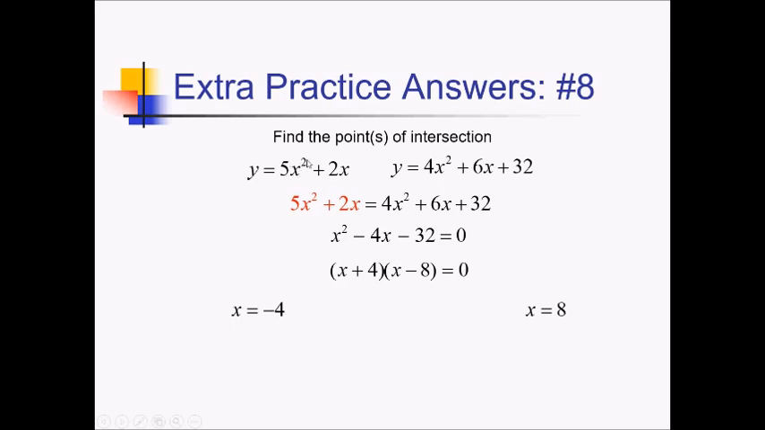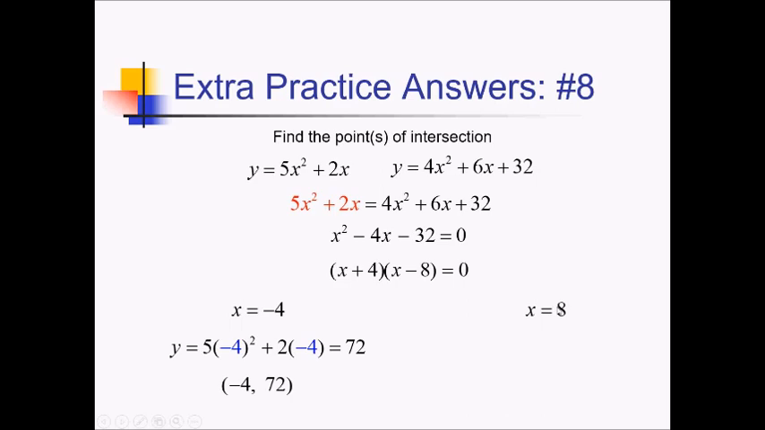So we have 5 times negative 4 squared plus 2 times negative 4. Negative 4 squared, that's going to be 16. 5 times that is 80. And this is negative 8, so we have 80 minus 8, which is 72. So this is the point, negative 4 comma 72.